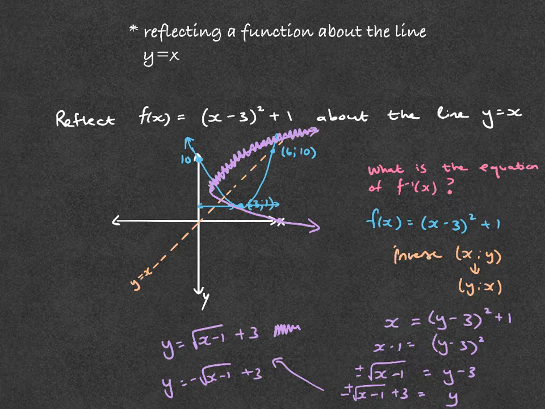And if we do that one with a dotted line, you won't see a dotted line. No, that's a bad idea. Let's do the dotted line in pink. So that arm there has the equation y equals minus the root of x − 1 plus 3. Okay, so hopefully that makes sense to you.